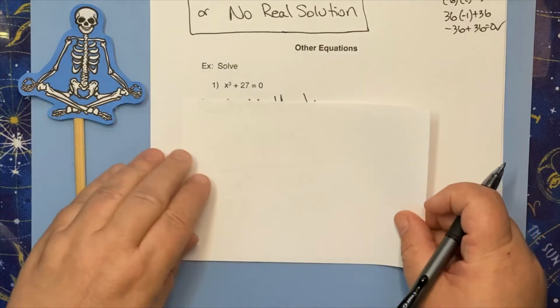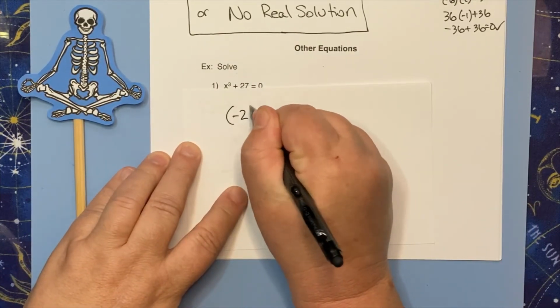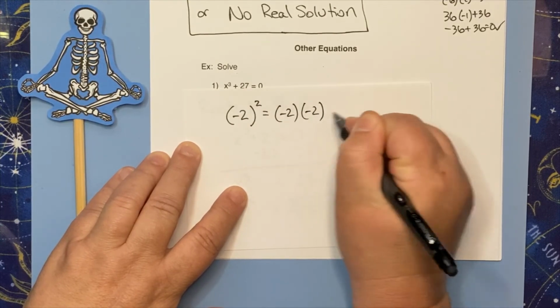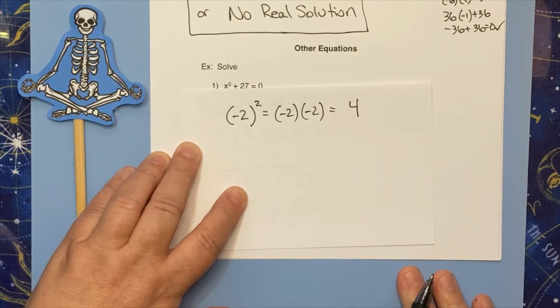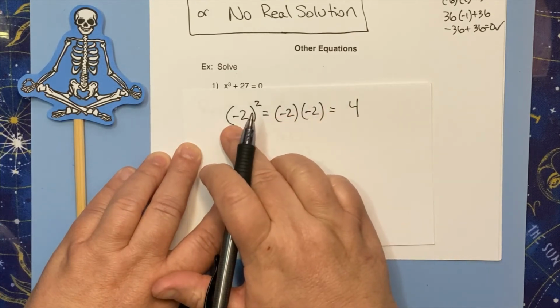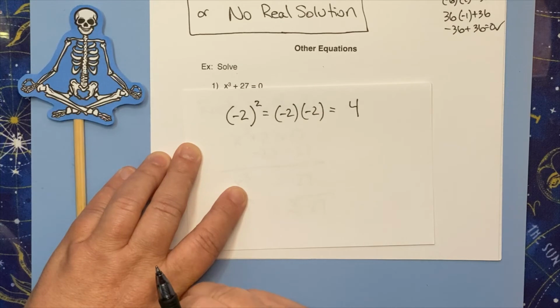handy dandy piece of paper. If I take negative 2 and I square it, that's negative 2 times negative 2, I get positive 4. The minus is gone. So if I try to go back the other way, if I just take a straight up square root, I'll end up at 2. I won't end up at negative 2. That's why I have to use the plus or minus.